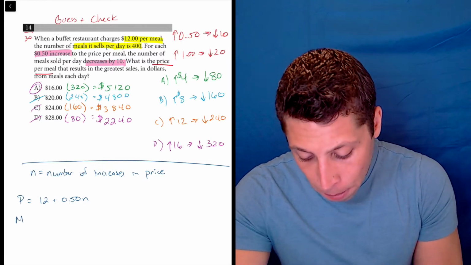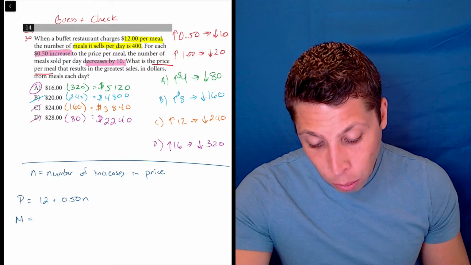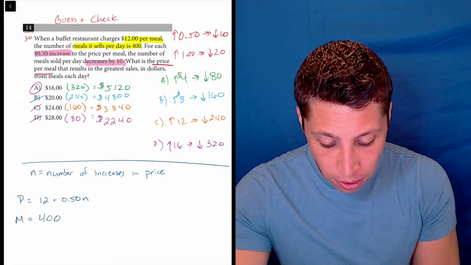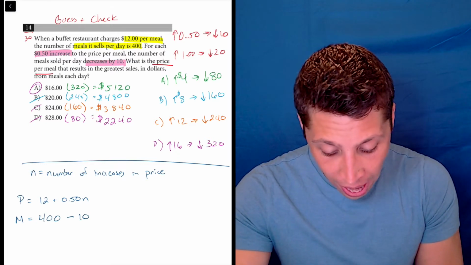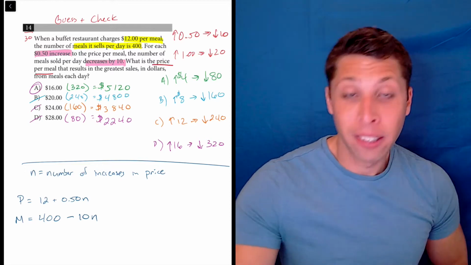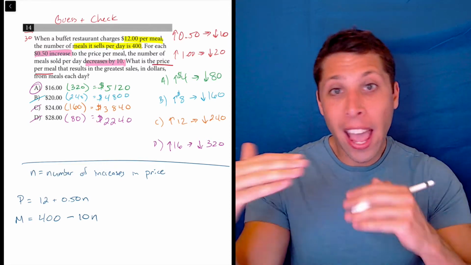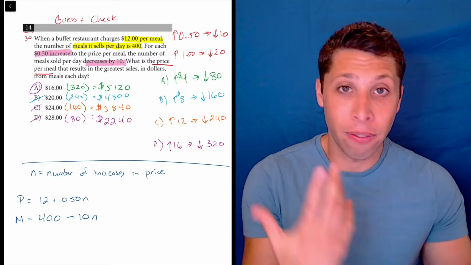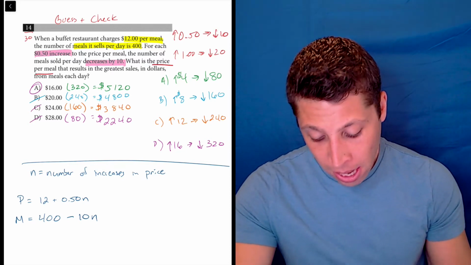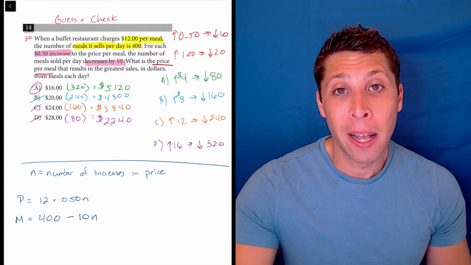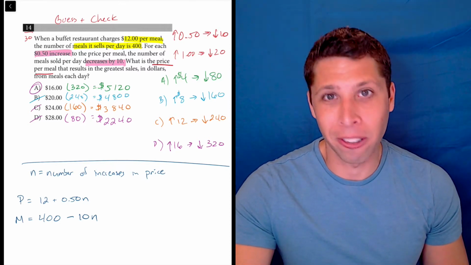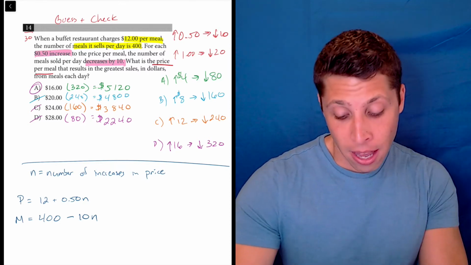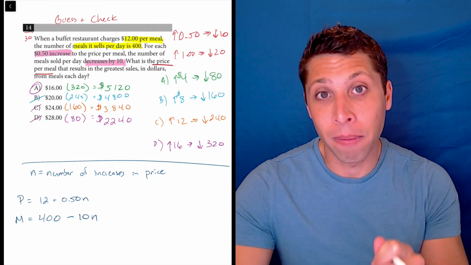The other equation would be about the number of meals. So I'll say M, the number of meals, is equal to the 400 that we start with, minus 10 for every increase of the price, right? So the N is the variable that's affecting both the number of meals we sell and the final price that we sell them for. Now, these are both linear equations, but in order to solve, we're not going to use a linear equation. We need a quadratic.